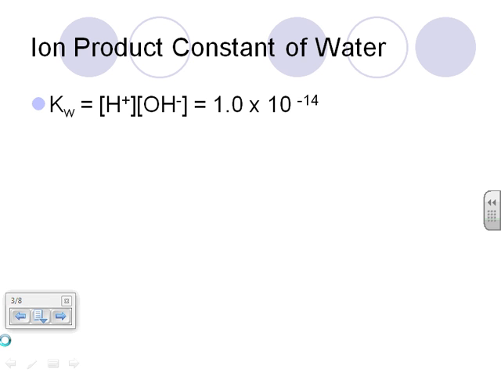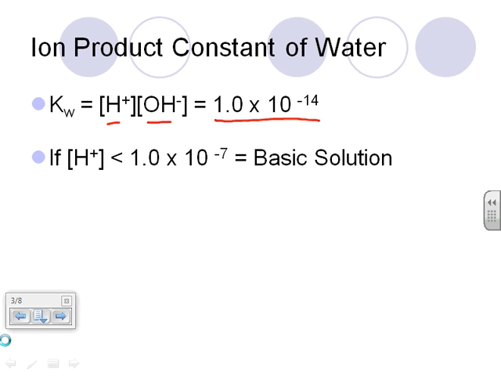When it dissociates, you get a certain amount of hydrogen ions and a certain amount of hydroxide ions. If you take the concentrations of each of those and multiply them together, you get 1 times 10 to the minus 14th. That is the ion product constant of water. If you have a concentration of H+ that is exactly 1.0 times 10 to the minus 7th, that is a neutral solution. That's just for regular plain deionized water, nothing in it.